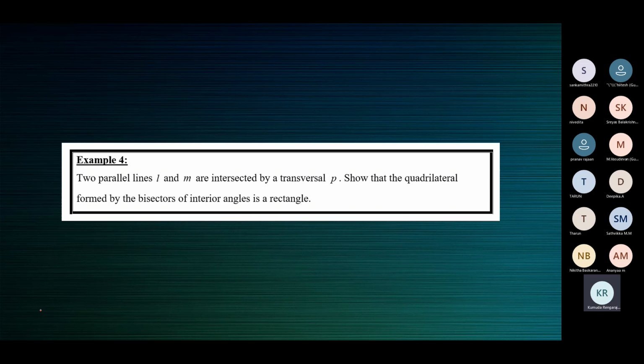Two parallel lines L and M are intersected by a transversal P. Show that the quadrilateral formed by the bisectors of interior angles is a rectangle.